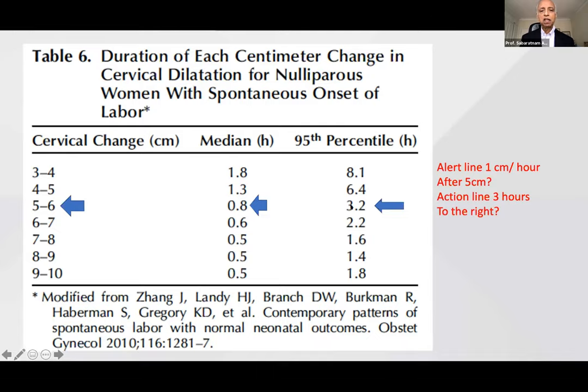And the 95th centile is 3.2. So today, if you had to construct a Partograph, we will say the active phase should start at 5 centimeters and then 1 centimeter per hour. And the action line should be at least 3 to 3.5 hours to the right of that line, based on the numerical values we see.